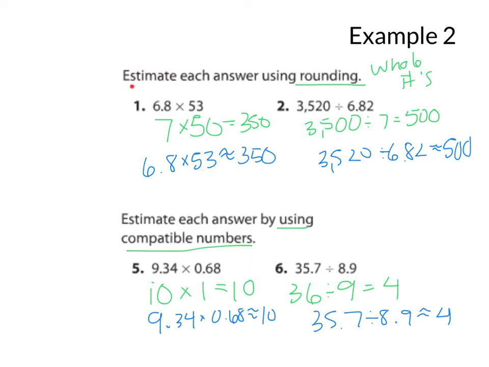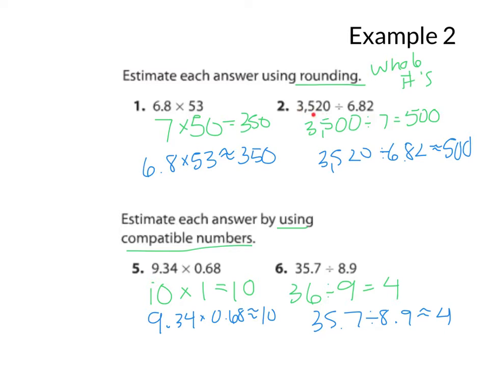All right, and again, when we estimate, we're just trying to make it as easy as possible. My estimations are in green, and then we should have written the "is about equal to" our estimation down here, which I just copied from the problem. So 6.8 is about 7, 53 is about 50, and that's equal to 350. I just did that because it's the easiest way to do it. You could have done it differently.